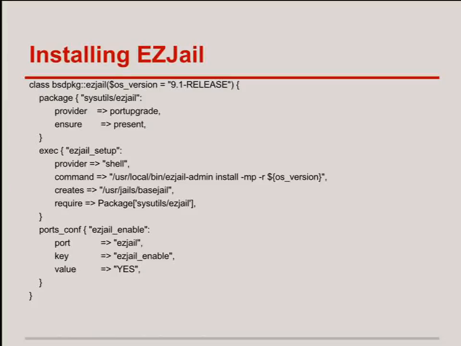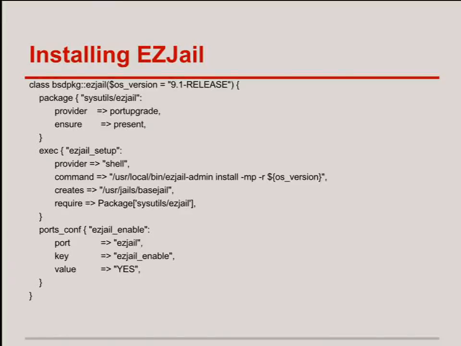And then we tell Puppet what directory that creates. So before it ever runs this command, it checks, does the base jails directory exist? If it doesn't, it runs the easyjail admin command and installs it. And when it checks later, that directory does exist, so it doesn't run it.